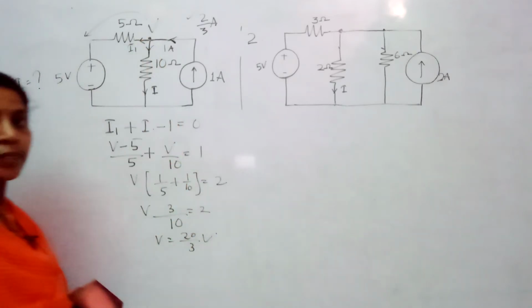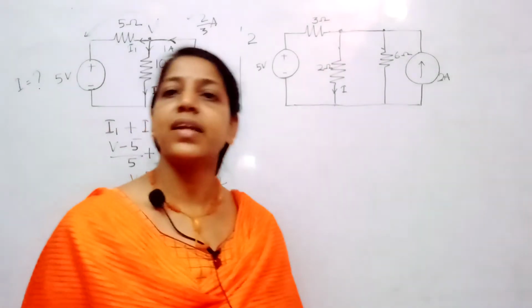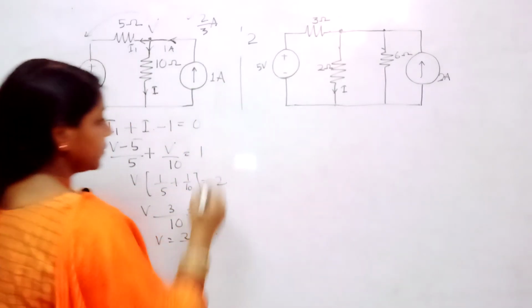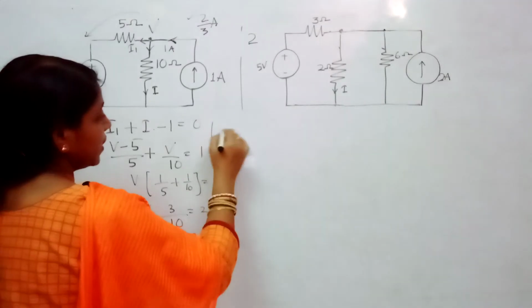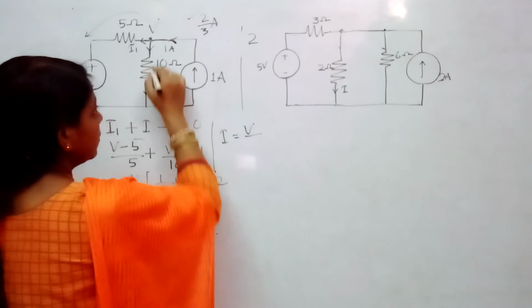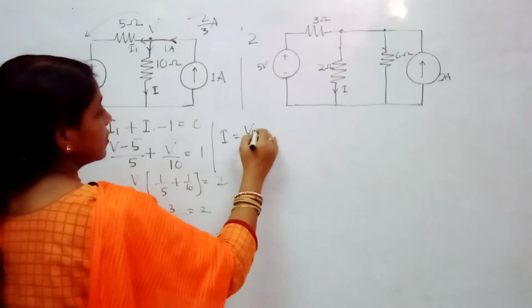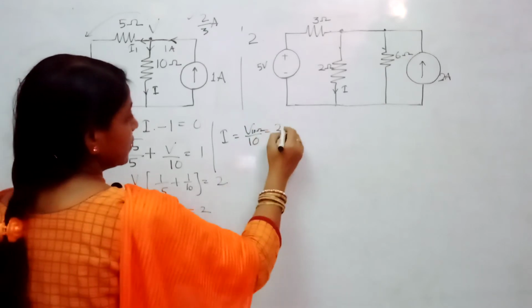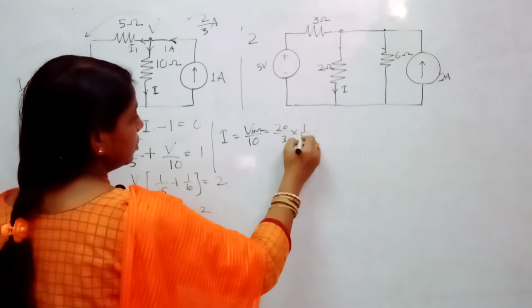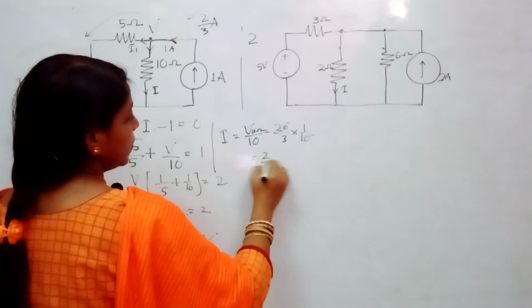How much did you get? The voltage across here. But our target is to find the current across it. So what is our formula for current? I equals V by R. Here what is the resistance? 10 ohms. The voltage across this 10 ohms is nothing but 20 by 3. So 20 by 3 into 1 by 10, so 2 by 3 amps.